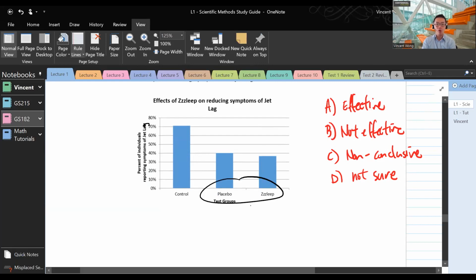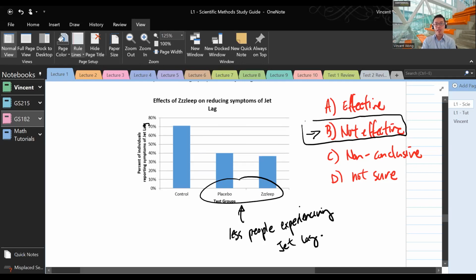Okay, so both placebo and Sleep, the treatment group, have fewer people experiencing jet lag. Okay, so does it work or does it not work? Okay, the correct answer is it does not work.